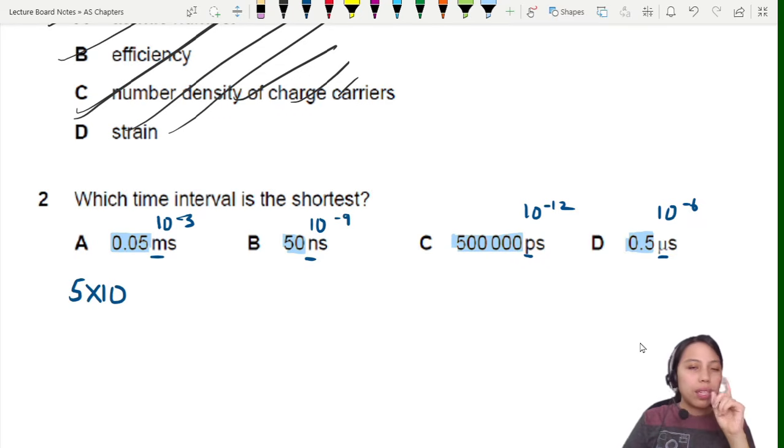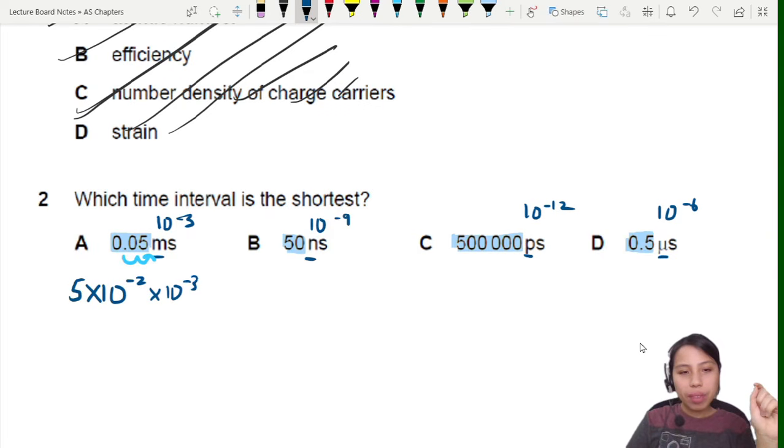Maybe I should do this first. The first thing is to recognize that I can move this decimal place by 2 spots. 1, 2. Move it over. That will give me a 5, but I need to include the negative 2. Then I include the milli, which is times 10 to the negative 3.